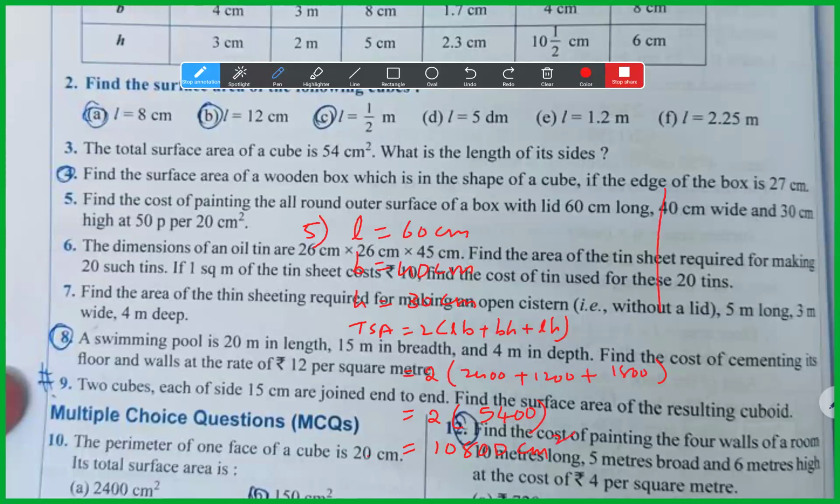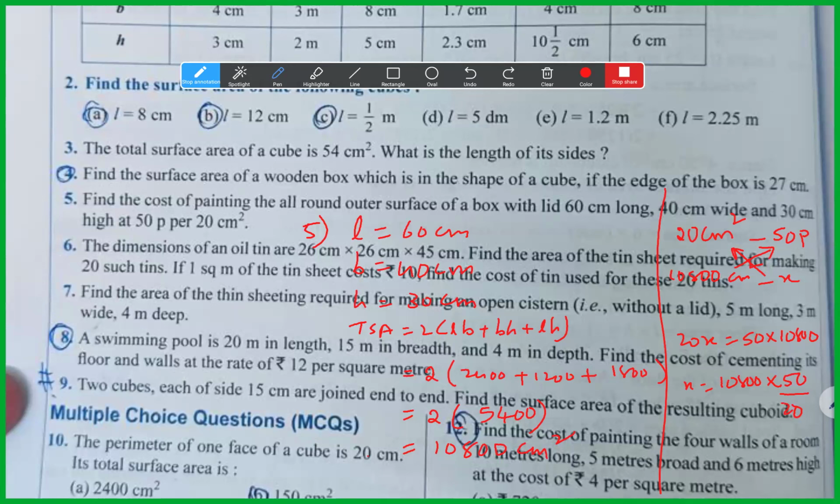Now cost. How to find out the cost? They are telling 20 centimeter square cost is 50 paise. How many do we have? 10,800 centimeter square, cost will be X. Cross multiplied. So 20x is equal to 50 into 10,800. X is equal to 10,800 into 50 by 20.